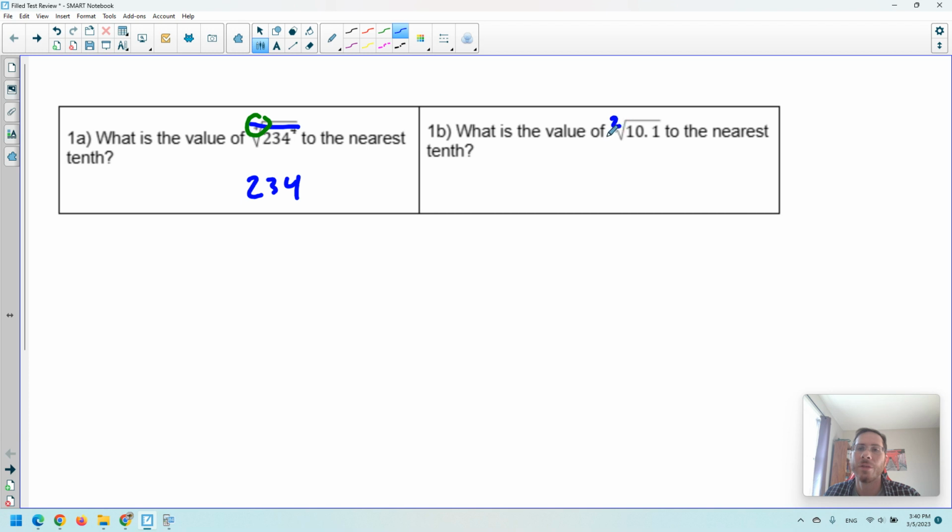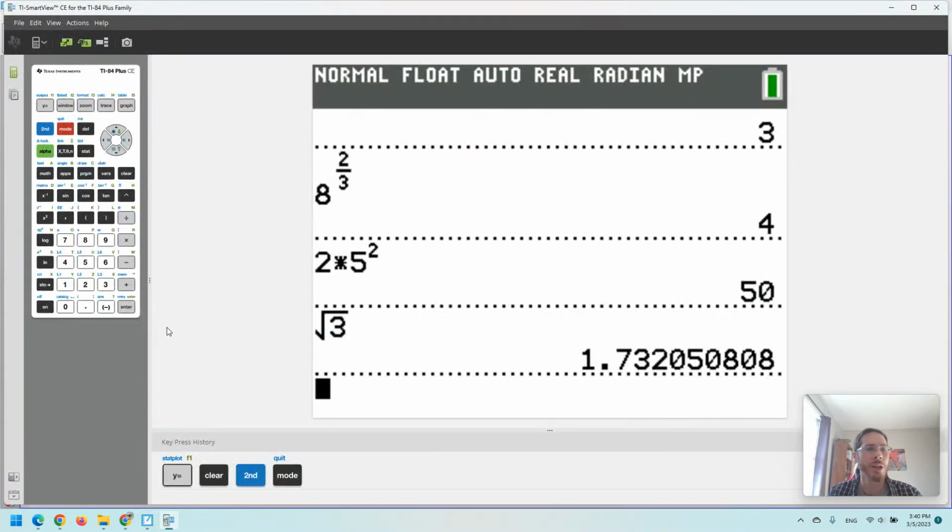Here, this is an even root. This is a second root. So since this is even, we do need the plus or minus. And then we've got 10.1. Now, we might not know 10.1. If we don't know 10.1, that's okay. We can throw it in the calculator.